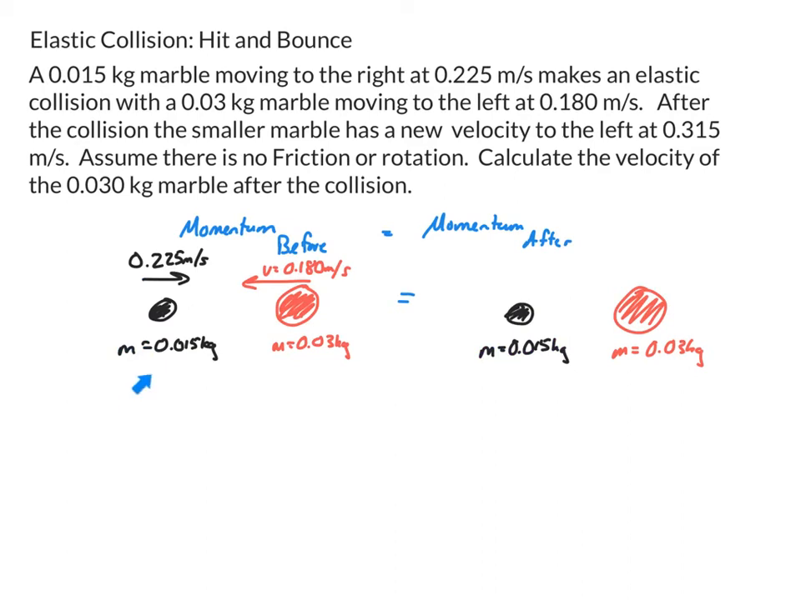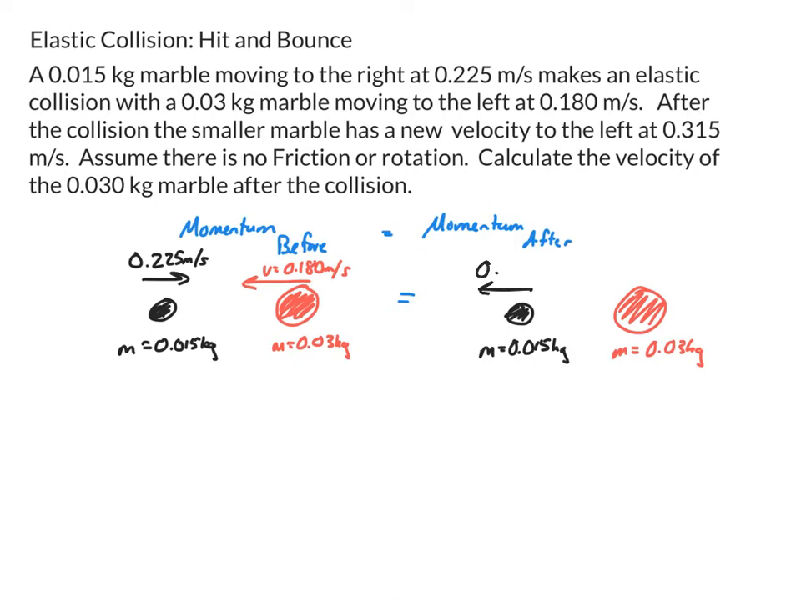In this example, we're going to talk about an elastic collision. So we call this a hit and bounce because the two balls in this case are moving at each other. They're going to collide, and their momentum forward is still equal to their momentum afterwards, but in this case, they both start moving in opposite directions.